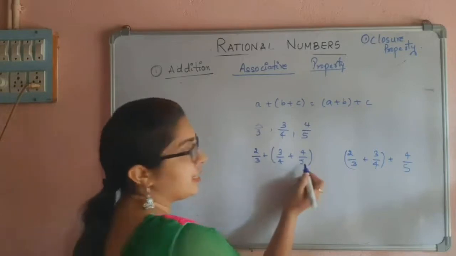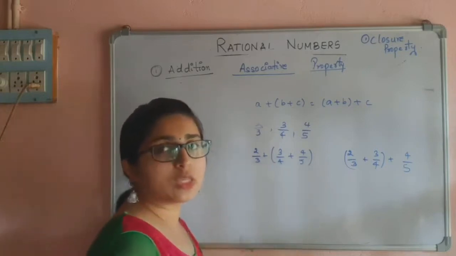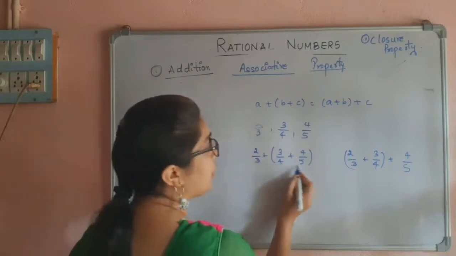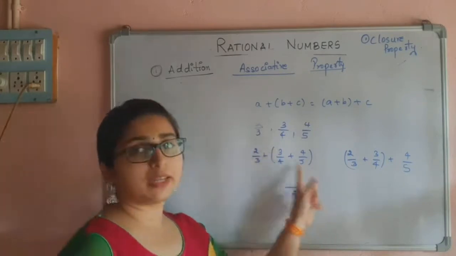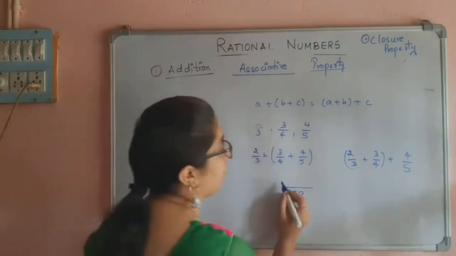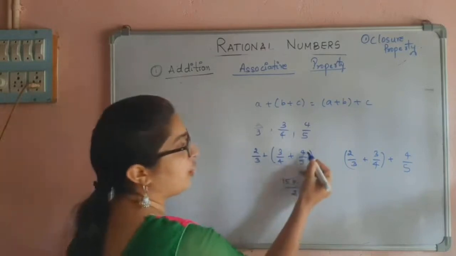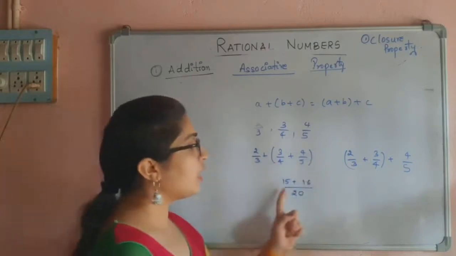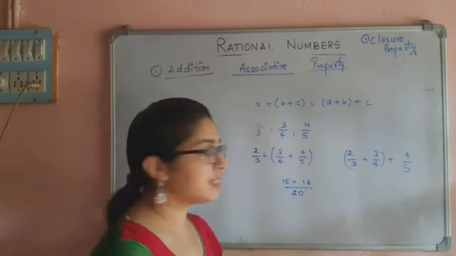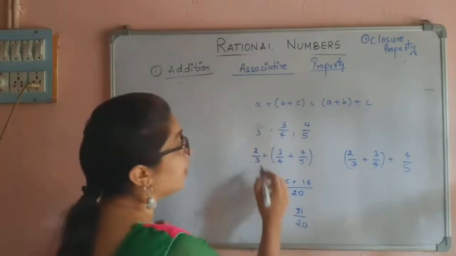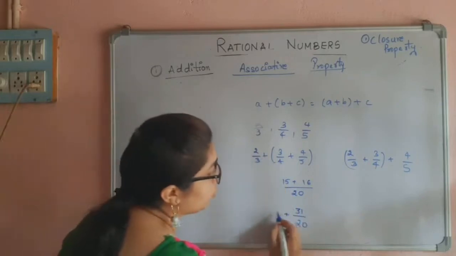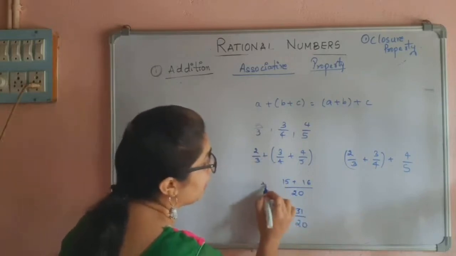So what is the LCM of 4 and 5? It is 20, right? Or you can multiply these two, 4 into 5, 20. Now you have to cross multiply. So 3 fives are 15 and then 4 fours are 16. So what is 15 plus 16? That is 31, right? It is 31 divided by 20. That should be added with 2 by 3 now, right?